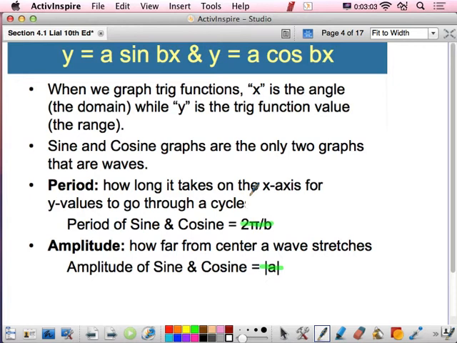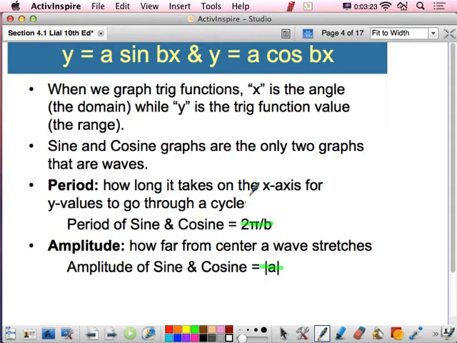The amplitude, because they're waves, the amplitude is how far from the center a wave stretches. And the amplitude is always a positive value, even if the a value is negative. So it's the absolute value of a. When we do start to graph, those are going to be the first things we do, is find the period and the amplitude.